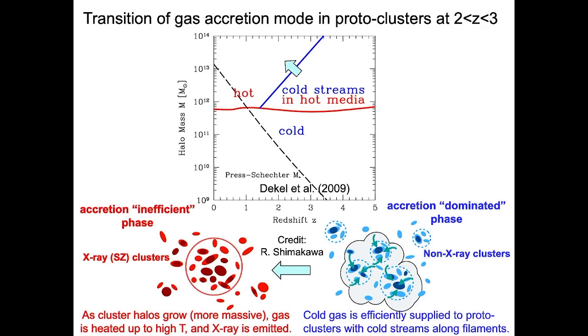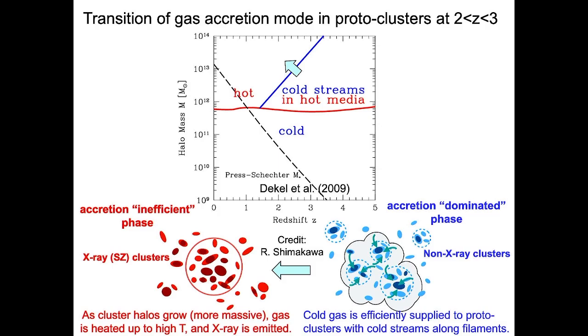Okay, so as we saw this diagram already in the morning from the first talk by Neil, the theory predicts that the gas accretion process is expected to have a transition at around the cosmic noon in the halos like protoclusters or protogroups. Before that, you have a lot of cold accretion along filaments, and so your cluster is enshrouded by the cold gas, while the cluster potential grows with time.